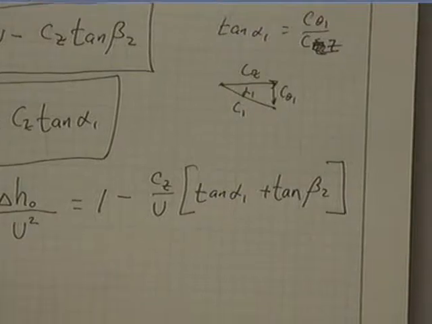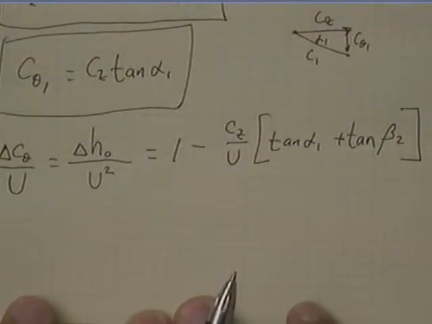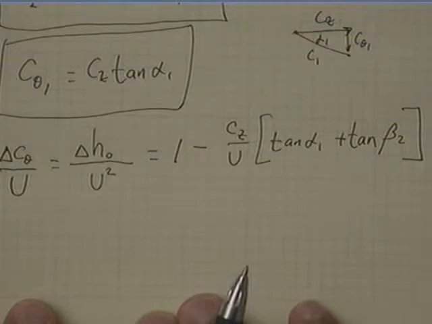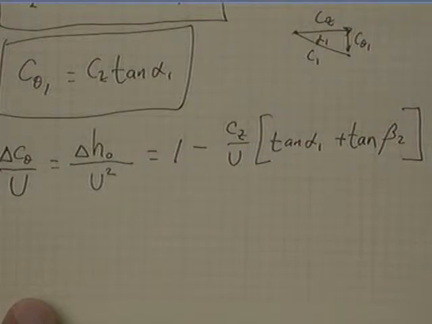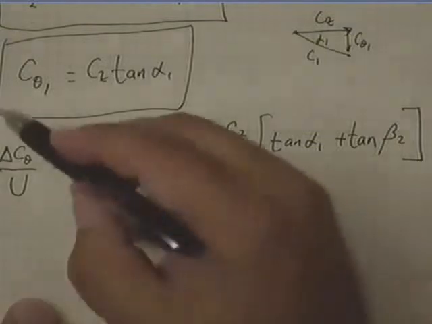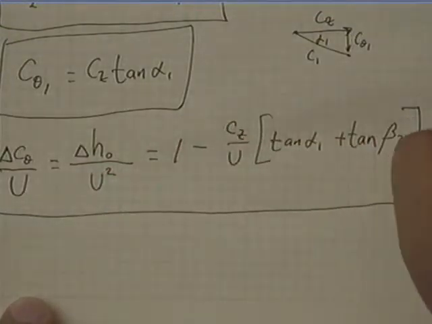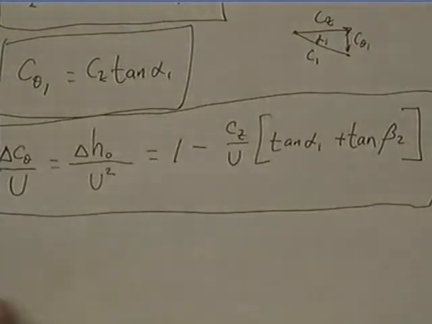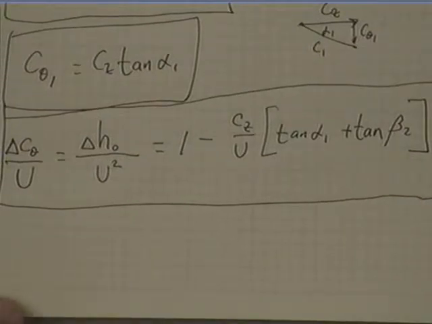The performance of a single stage axial using velocity triangles, as we said, we can use this for C theta 2. We can use this for C theta 1, and explicitly derive this expression here, which you should be able to show given our relationship for enthalpy rise versus delta C theta that we derived earlier.